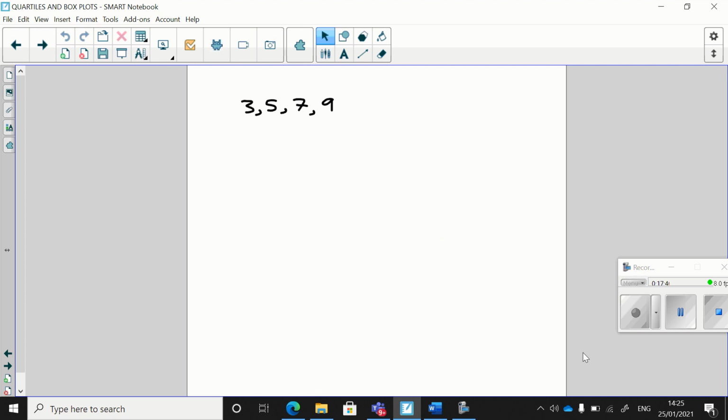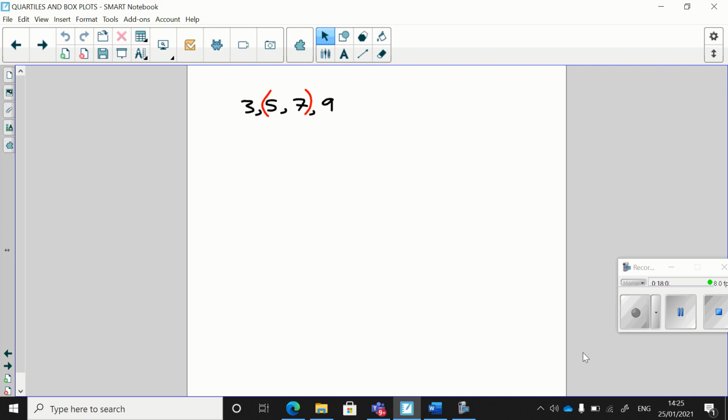Here we go. How many numbers have you got? Is it odd or even? There are 4 digits here, so 4 numbers. It's even, so we're going to land between 2 numbers. In this case, it's between 5 and 7. So, the little median of this group: what number would lie between 5 and 7?